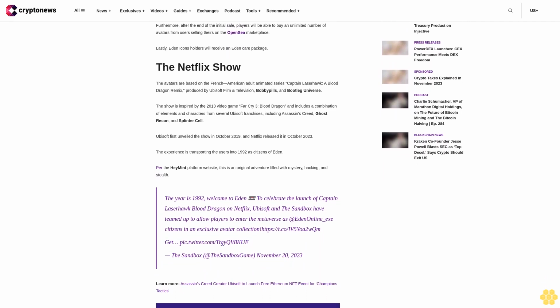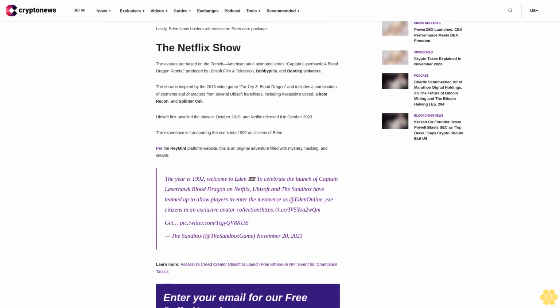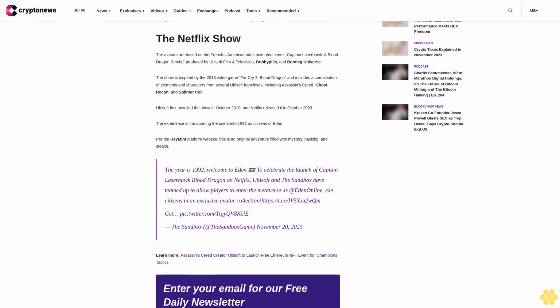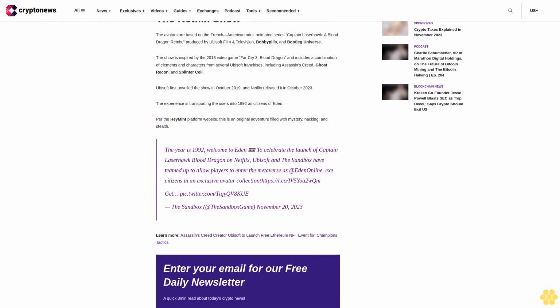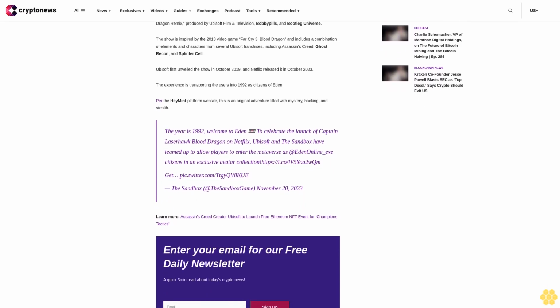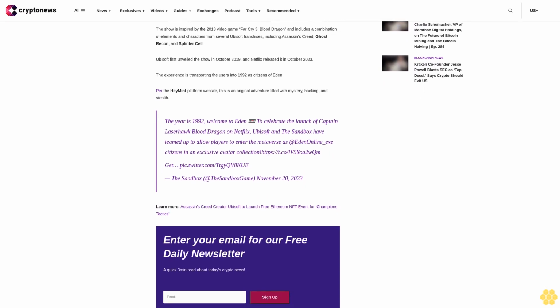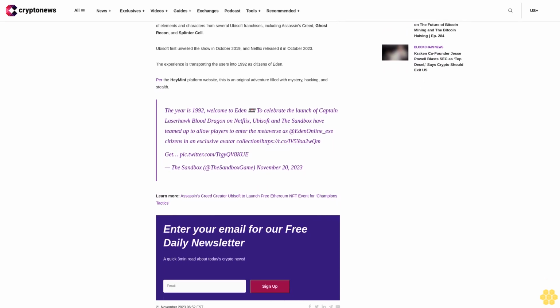The Netflix show. The avatars are based on the French-American adult animated series Captain Laserhawk: A Blood Dragon Remix, produced by Ubisoft Film and Television, Bobapils, and Bootleg Universe. The show is inspired by the 2013 video game Far Cry 3: Blood Dragon, and includes a combination of elements and characters from several Ubisoft franchises, including Assassin's Creed, Ghost Recon, and Splinter Cell. Ubisoft first unveiled the show in October 2019, and Netflix released it in October 2023.